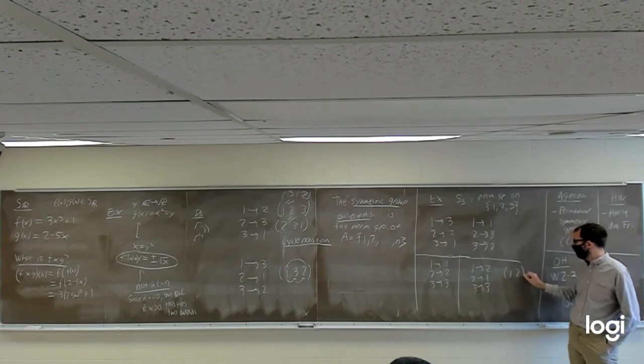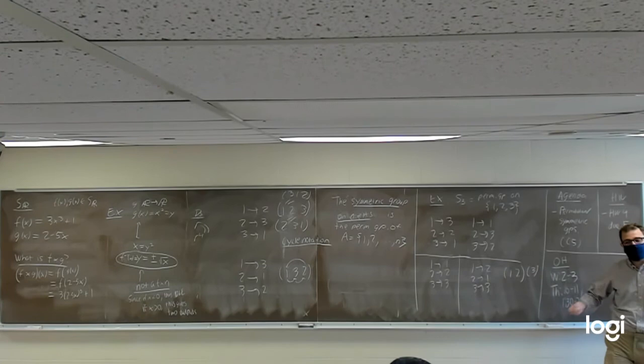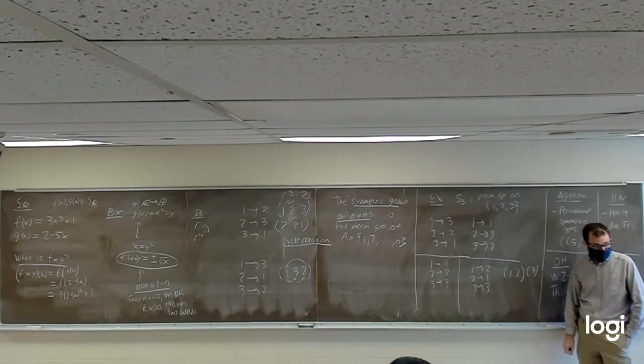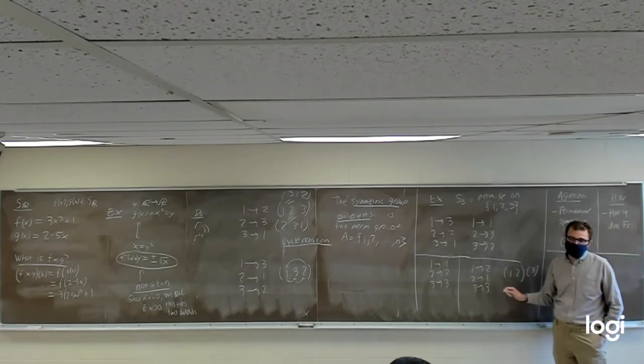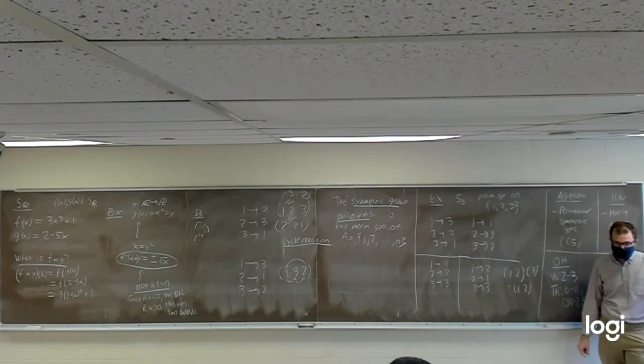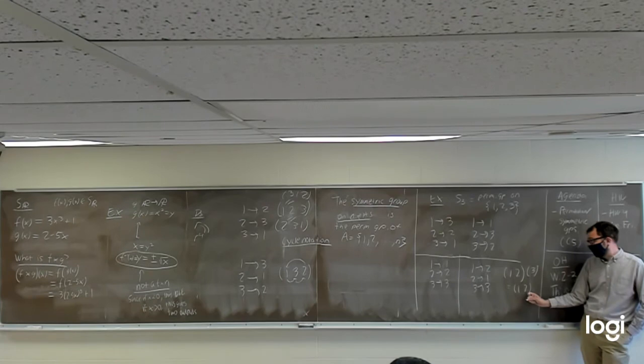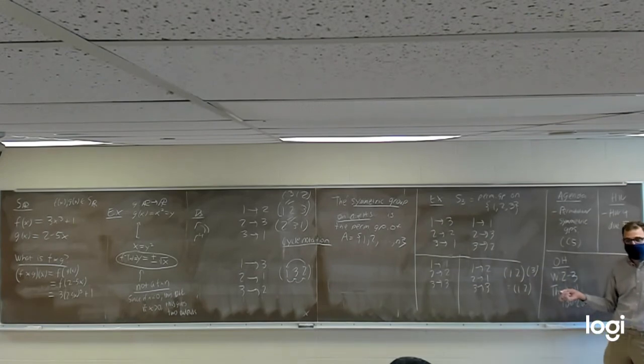1 maps to 2, 2 maps to 1. 3 maps to itself. And it's usually understood that if you have one of these numbers that maps to itself, you just don't include it. So I would say this is going to be the cycle that maps 1 to 2, 2 to 1, and if we don't mention the 3, we just assume that 3 maps to itself.